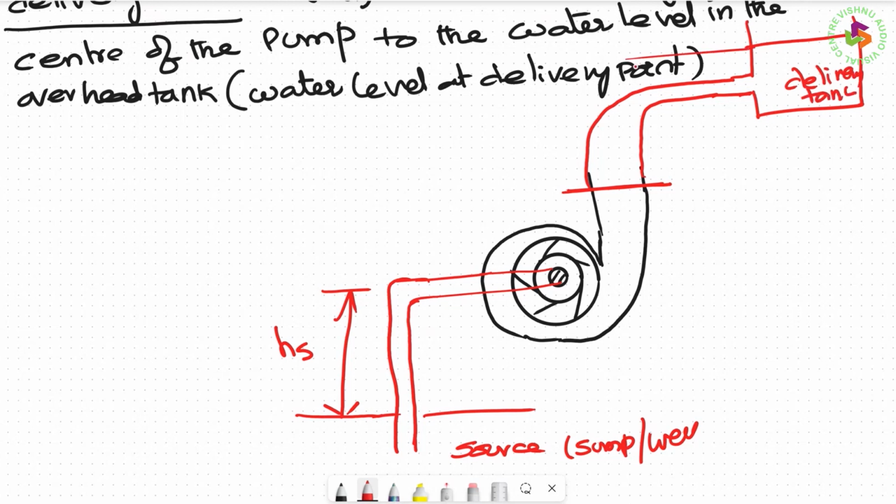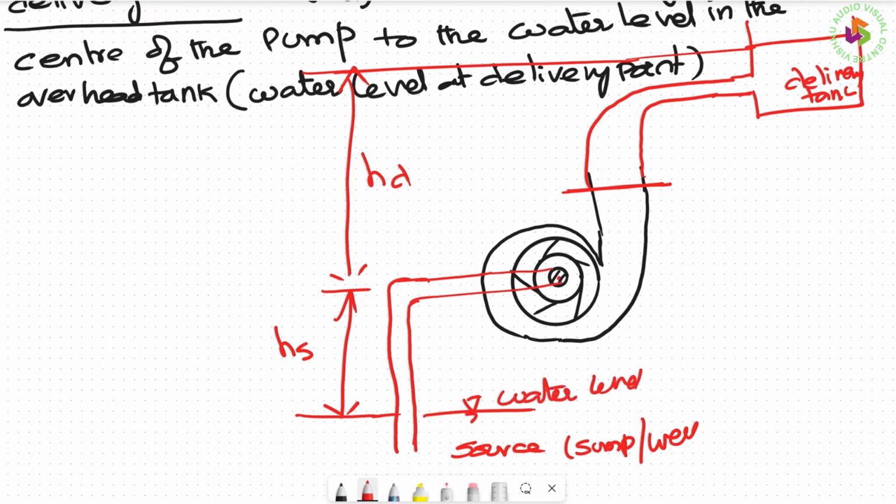So if you take it, this is HD. You understood now? The vertical height from the center of the pump to the water level in the source, actually in the sump, this first one is called the suction head, whereas here, from the center of the pump to the water level, this vertical height is called the delivery head.